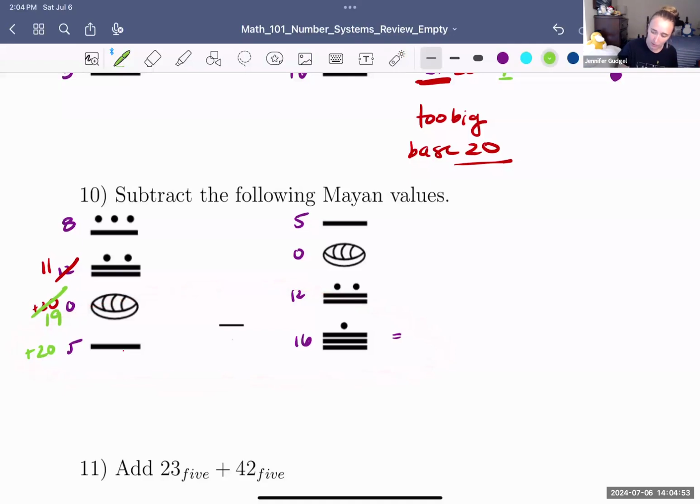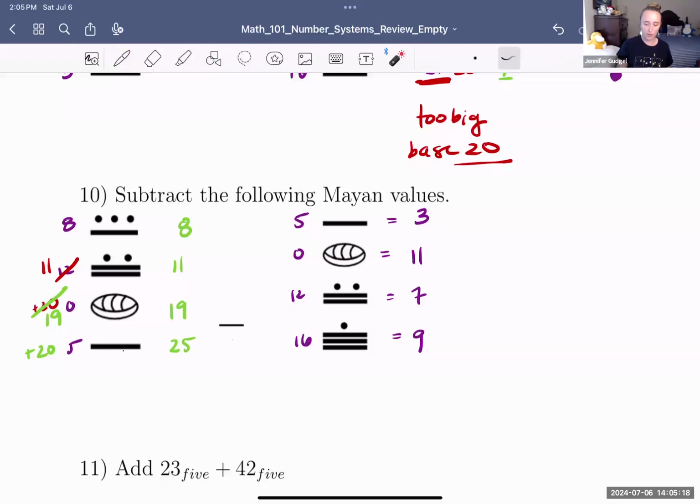So really the numbers we're looking at as we go to subtract across are 8, 11, 19, and 25. Those are the values that we're subtracting across. 25 minus 16 is 9. 19 minus 12 is 7. 11 minus 0 is 11. And 8 minus 5 is 3. This is our resultant. There were no issues.